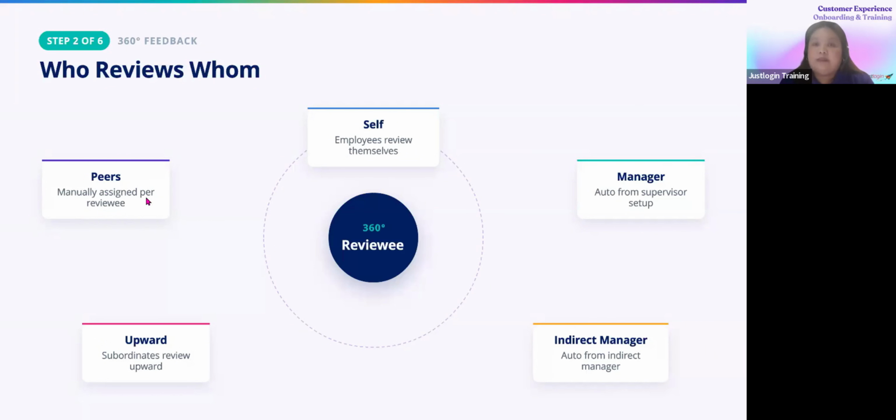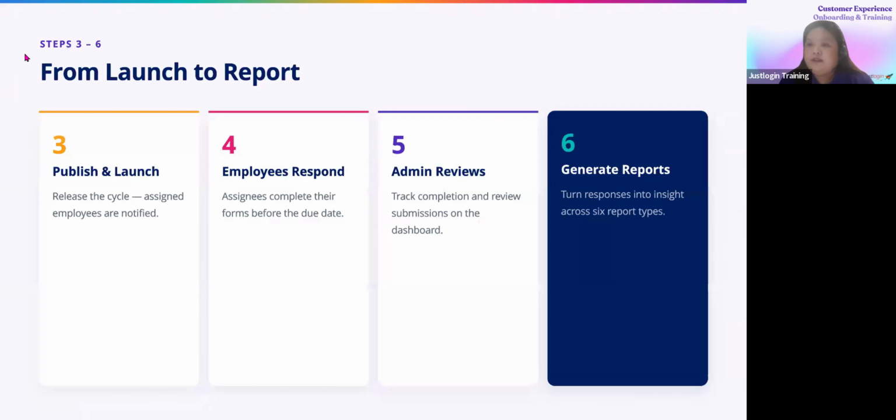Peers are manually assigned because the admin who is creating this review cycle will be the one who assigns who will answer my appraisal from the peers I have, from the people I'm working with. So if you want to know how I work or how a staff member works, it's also better to hear from the peers within the company. So this is a 360-degree reviewee.